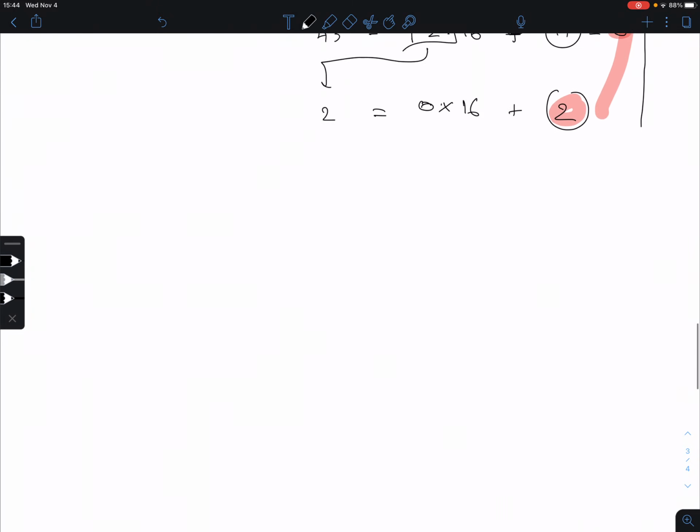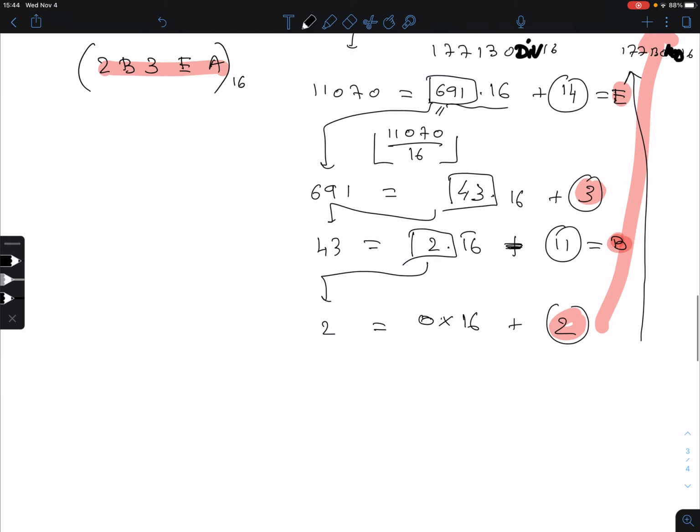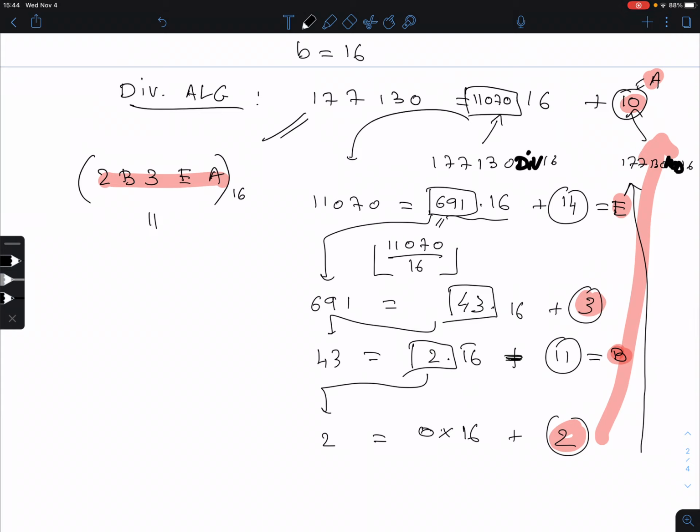So now some conversions. Some conversions are easier. Let me do that quickly. So let's suppose I know this number now, and I want to write it in binary.